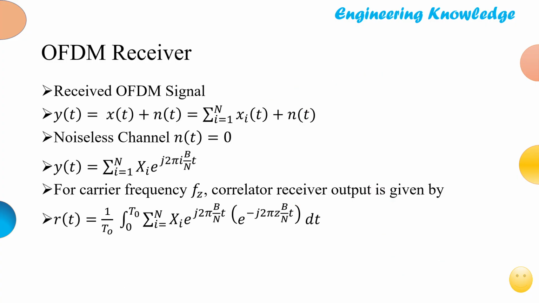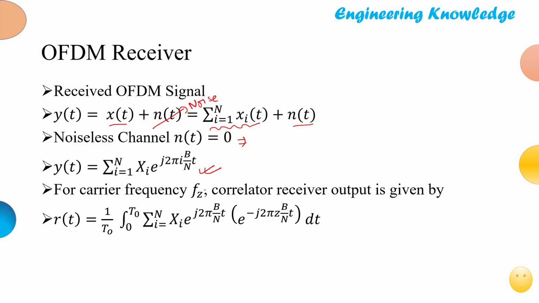What happens at the receiver? If the receiver receives this x(t) OFDM signal, it will also have a component of noise. So we can write that it's the summation of x_i(t) and the noise component. For now, we want to illustrate the condition of orthogonality, and therefore we assume that the noise component is 0. If the noise component is 0, the received signal is this.